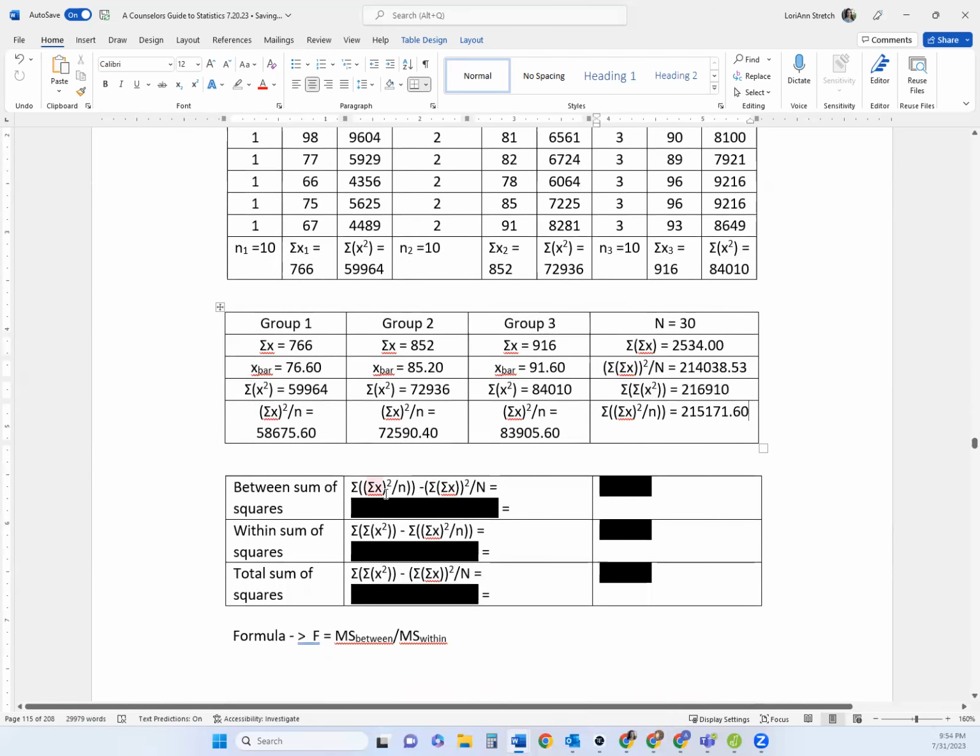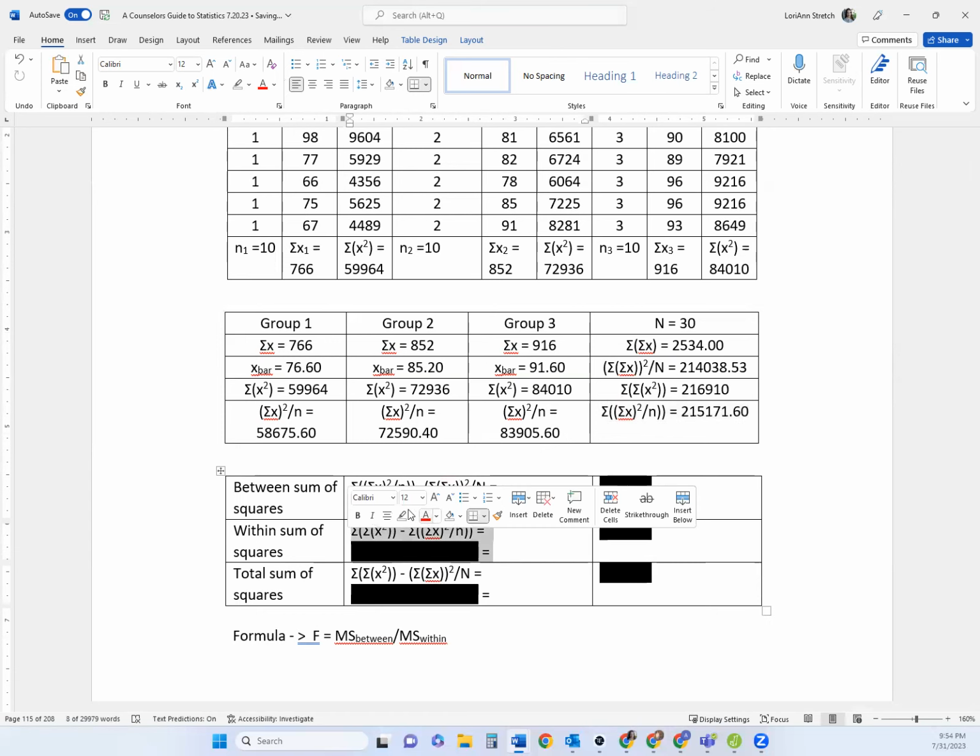Now I'm going to bring these down. So my between sum of squares is this one right here. I'm going to take this one minus this one. So match them up: summation x squared divided by n, which is this one right here, and I'm going to divide it by this one right here. And that is going to look something like this. And here I'm going to take the summation of x, this box right here, and divide it by this number for my within sum of squares.